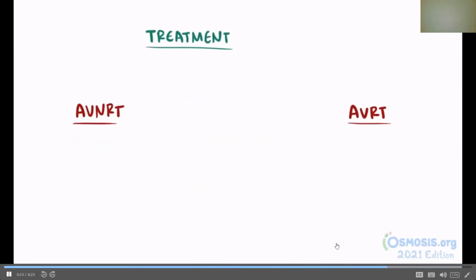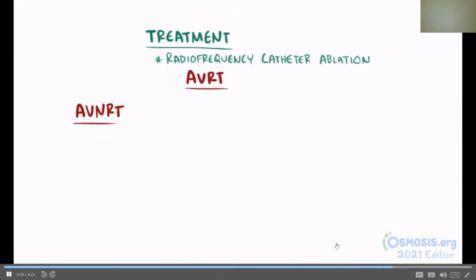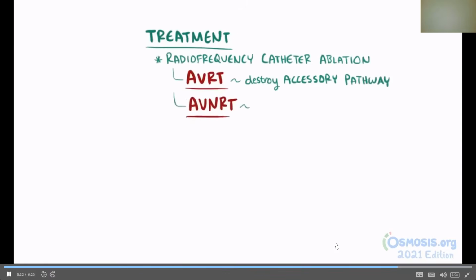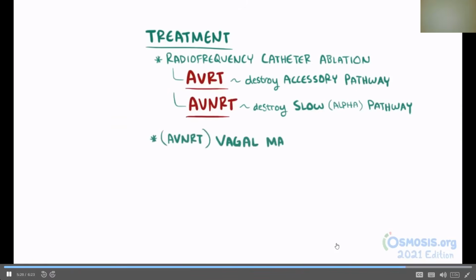The definitive treatment for either AVRT or AVNRT is radiocatheter ablation, essentially destruction of the accessory pathway with AVRT and destruction of the slow or alpha pathway with AVNRT. For AVNRT, sometimes people can use vagal maneuvers as well, which are ways to activate the vagus nerve, which tends to block the AV node temporarily, therefore potentially stopping the episode.